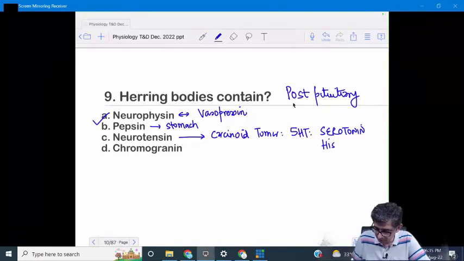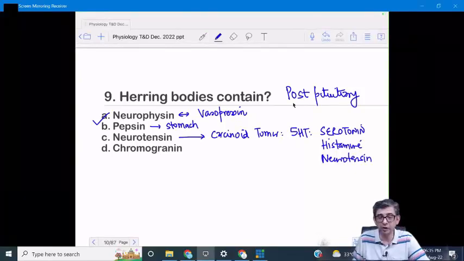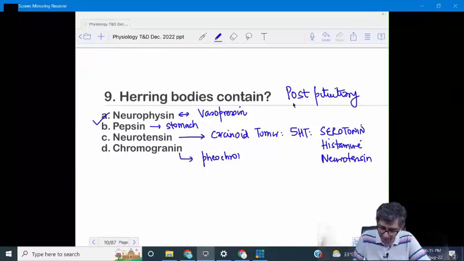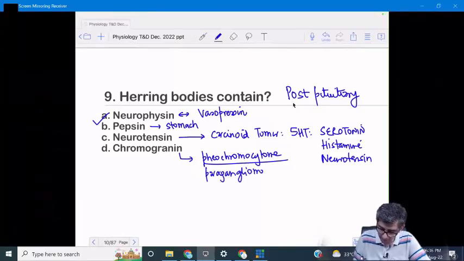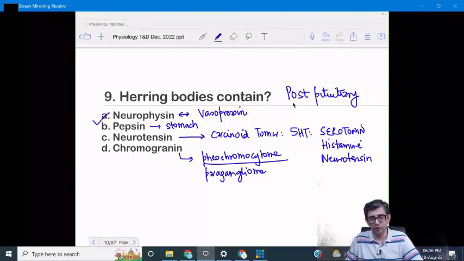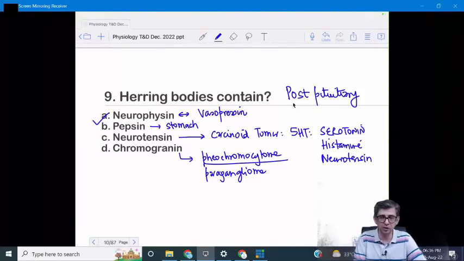Neurotensin is a 5-HT derivative. We read about it with respect to carcinoid tumor. And chromogranin is what we read with pheochromocytoma. And if pheochromocytoma is outside the adrenal medulla, then we call it paraganglioma. Chromogranin is one of the products which is produced in pheochromocytoma / paraganglioma. Yes, the correct answer for question number 9 is option A.